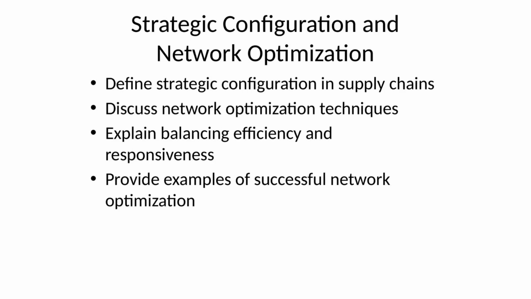Strategic configuration refers to the deliberate design of supply chain elements, suppliers, production sites, warehouses, and transport routes to meet business goals. Network optimization techniques, including linear programming and simulation models, help determine the most efficient structure. The challenge is balancing cost efficiency with responsiveness to market changes.